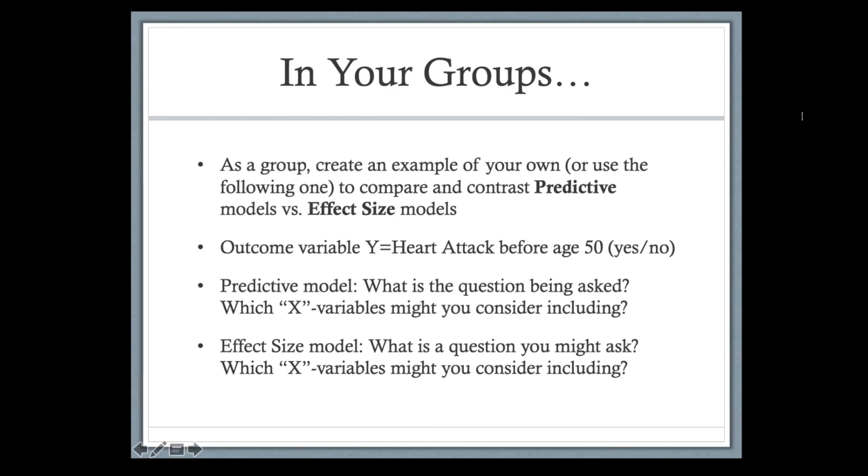So here we've got an example that I'd like you to take a moment to try and think through. Let's imagine your outcome variable is y. Does someone have a heart attack before age 50? Yes or no? I want you to think about what is a predictive model in this context. Okay, what's the question that's being asked, and which variables might you consider including in this model?